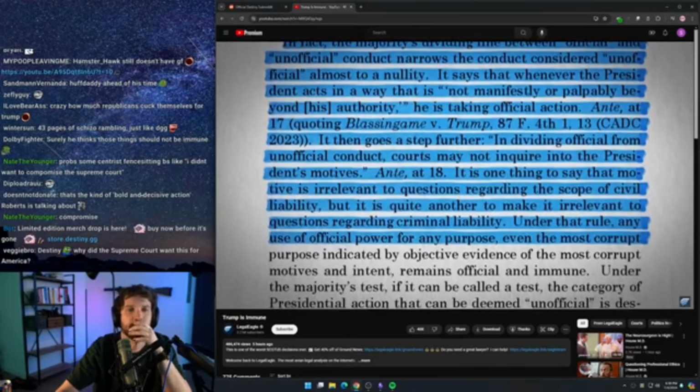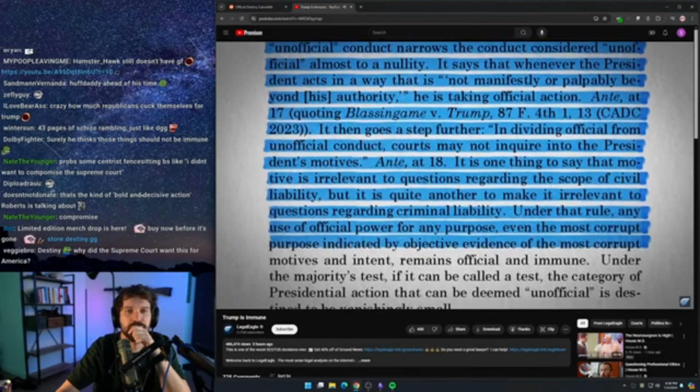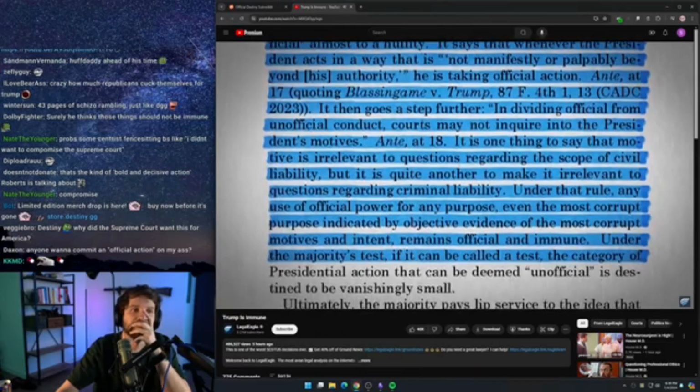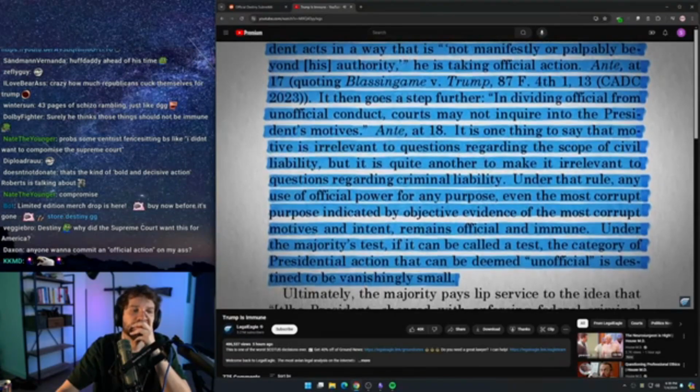Under that rule, any use of official power for any purpose, even the most corrupt purpose indicated by objective evidence of the most corrupt motives and intent, remains official and immune. Under the majority's test, if it can be called a test, the category of presidential action that can be deemed unofficial is destined to be vanishingly small.